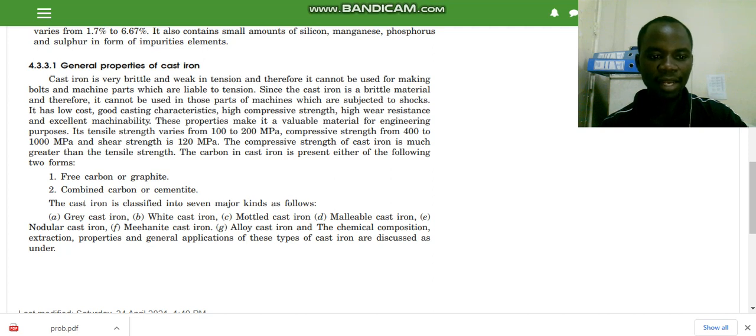We have gray cast iron, white cast iron, mottled cast iron, malleable cast iron, nodular cast iron, meehanite cast iron, and alloy cast iron. The chemical composition, extraction, properties and general applications of these types of iron are then discussed.